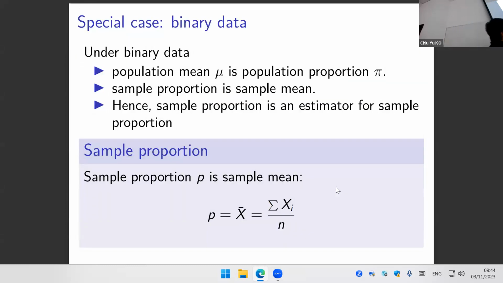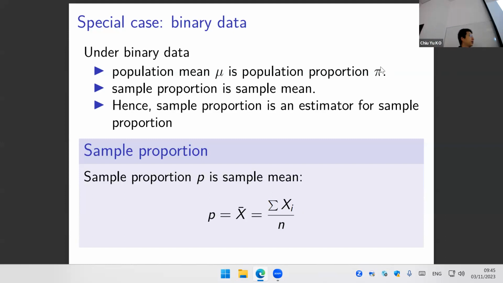Now, next we talk about the special case of binary data. Later you will see today why we focus on this, because there are some formulas that make it easier, and also some common ways to handle those things. Binary data is basically data that are 0 or 1, right? Whether you like curry food, whether you are a boy or girl. Very simple data.